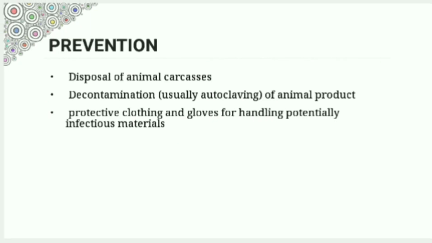Next, let's see how we can prevent Bacillus anthracis infection. Either burn or make a deep lime pit and dispose of the animal carcasses, because it's a zoonotic disease. When we are using animal products, first decontaminate them by autoclaving. Protective clothing or gloves should be used by the people handling infectious materials.